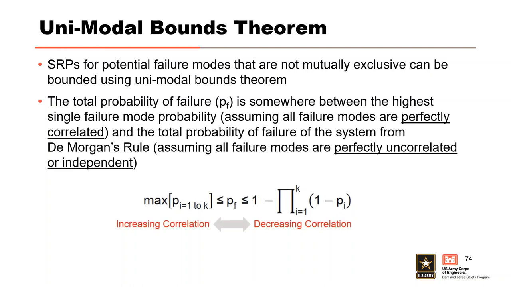When one failure mode has a dominant probability, one that is much higher than the other failure modes, the difference between the unimodal bounds will be quite small, which I will illustrate next with an example.